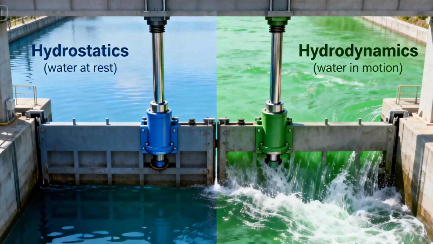As soon as our hydraulic cylinders start to lift that gate, the physics changes. We move from hydrostatics, water at rest, to hydrodynamics, water in motion. Using the Bernoulli equation, we can predict the velocity of the water rushing under the gate. This is critical for downstream safety.